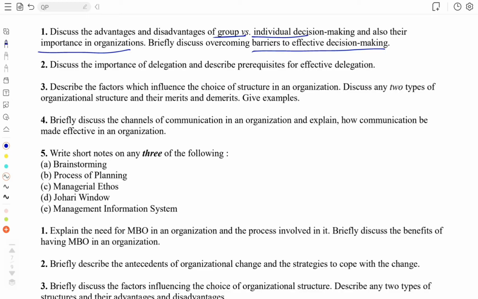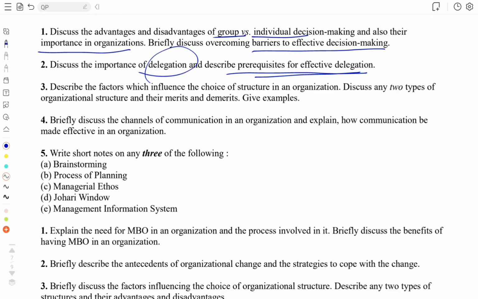The next question is, discuss the importance of delegation and describe the prerequisites for effective delegation. Again, this question is a repeated one. Even in the first part of the video we saw that this question about delegation had come and we had discussed the answer there. I am skipping to the next question.